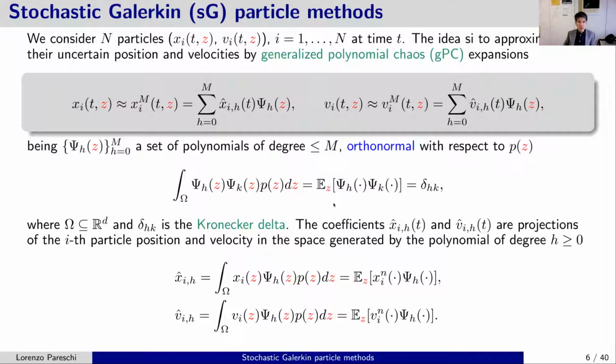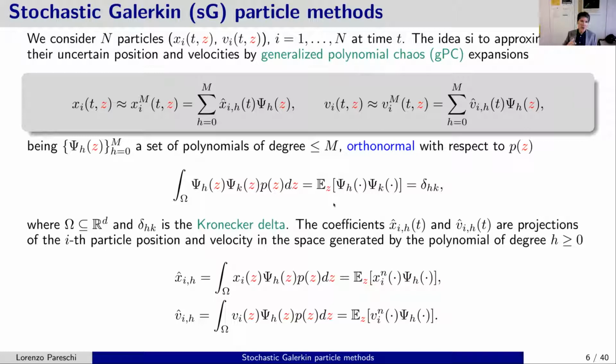So we are back to classical particle dynamic. We have a system of n particles, which are characterized by position and velocity. And the idea is to essentially approximate their uncertain position and velocity by a generalized polynomial chaos expansion, which has the usual structure that we all know, except that, as you can see, we are doing the expansion along the uncertainty of the single particle.